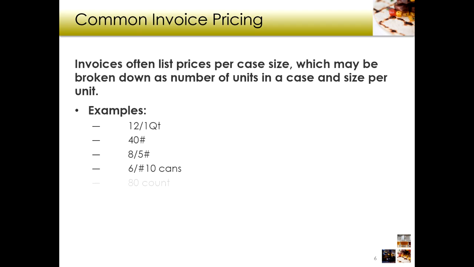So the first example here, we've got a 12/1 quart. What that means is, in the case that you bought for however many dollars, there were 12 1-quart containers in that case. So maybe it was a case of cream. We had 12 quarts of cream in that case, but there were 12 individual cartons that were 1 quart each.